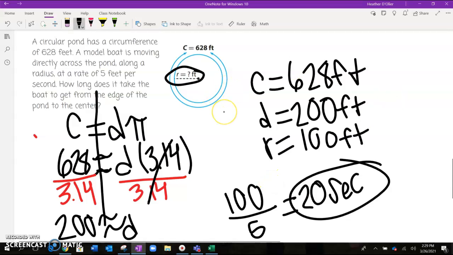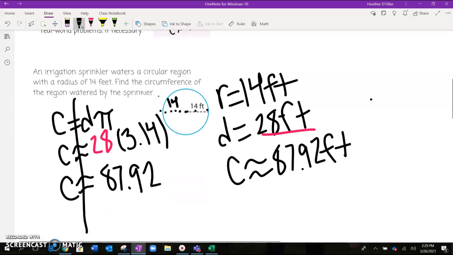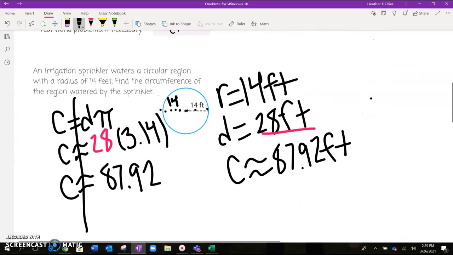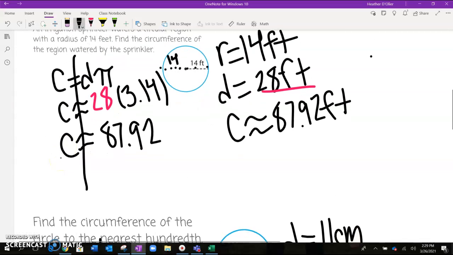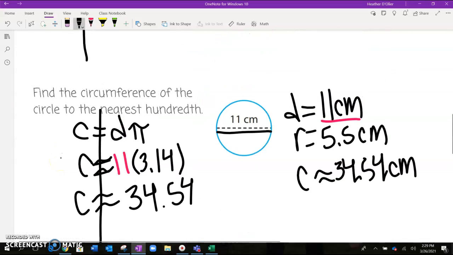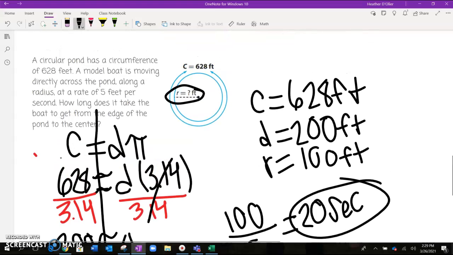I gave you 3 different examples. When you have radius, how to solve for circumference. When you have diameter, how to solve for circumference. When you have circumference, how to solve for radius and diameter. We got this, friends. It's not too shabby. You can do this.